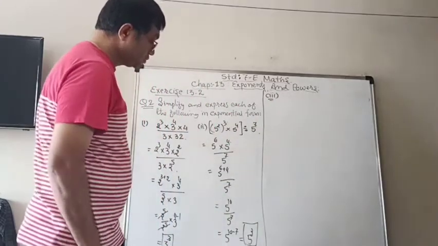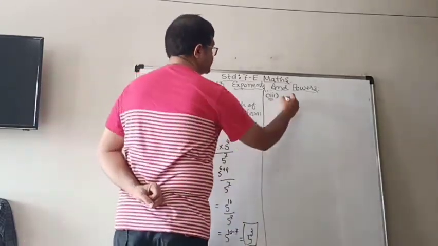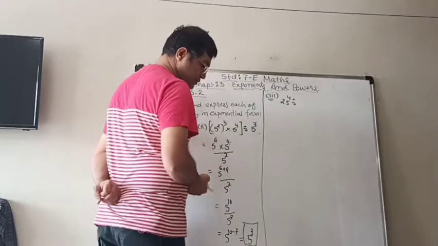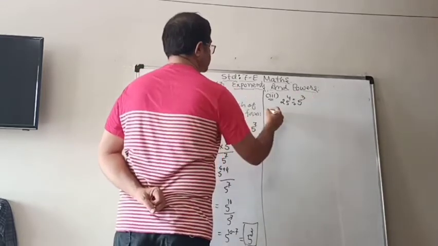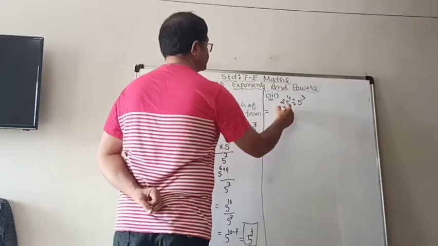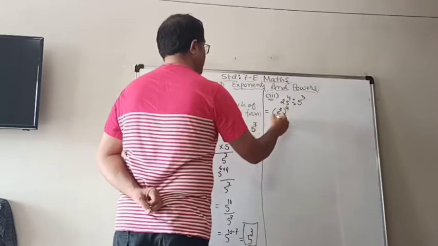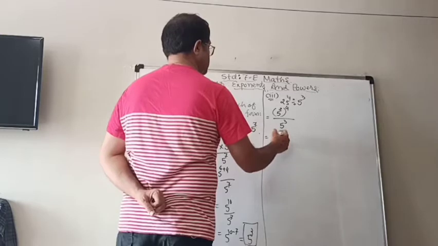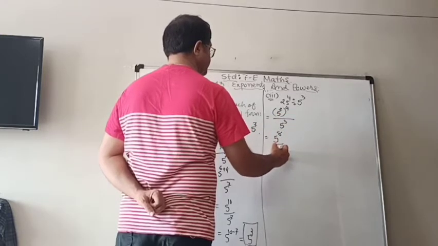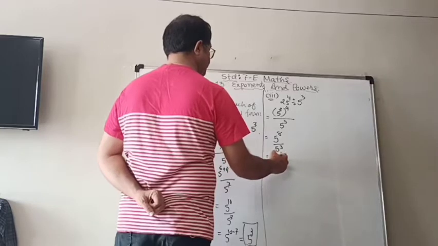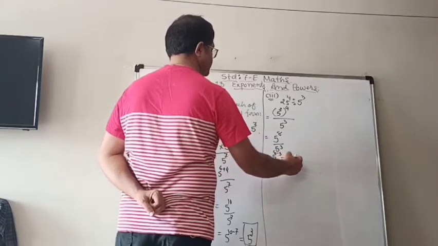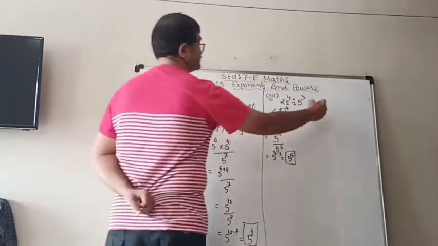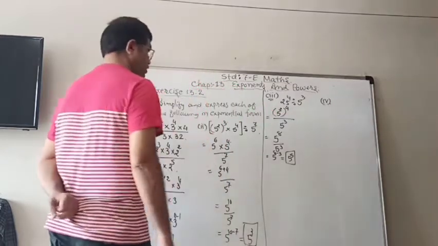Third one, 25 raised to 4 divided by 5 cubed. Now 25 is 5 squared and power 4. Divided by, you can write them down for your convenience. So it is equal to 5 raised to 2 fours are 8, divided by 5 cubed. So 8 minus 3. So your final answer is 5 raised to 5.